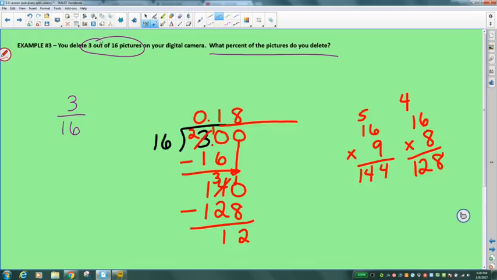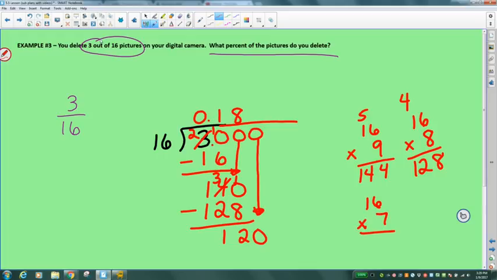I have a remainder, so I need to add a 0 and bring it down. The only time I can stop is if the number continues to repeat. Otherwise, I keep going, unless it tells me to round. 16 goes into 120. Well, I know it's not 9, and I know it's not 8, so it's got to be 7 because it's just under 128.